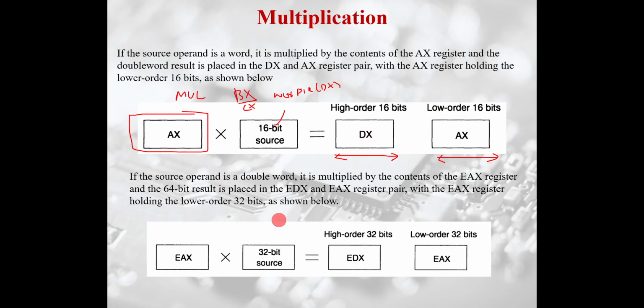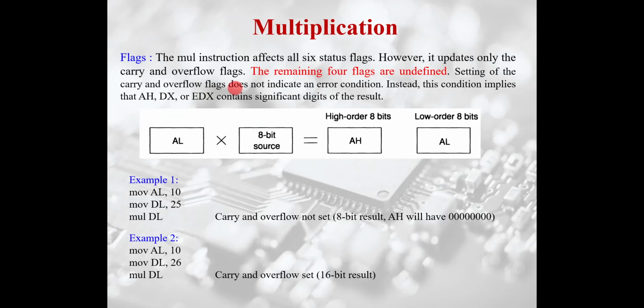And in 80386, we know we can do a 32-bit operation also. So you can specify a 32-bit source. In that case, the 32-bit register EAX will be taken, and then the result will be stored in EDX and EAX together. So this will be 64-bit data. So let's take some examples so that we understand. But before that, let's talk about the flags.